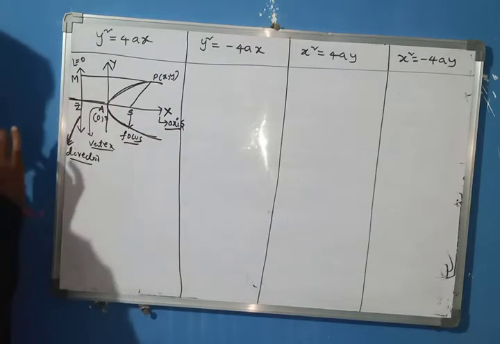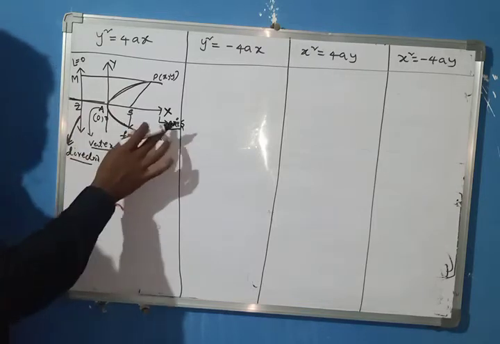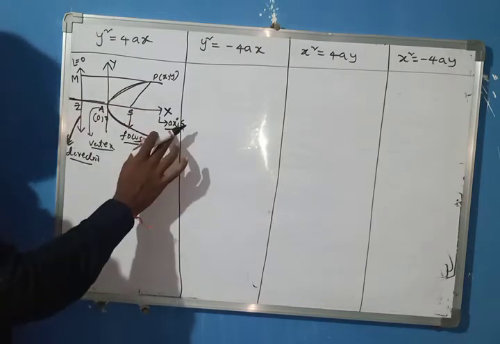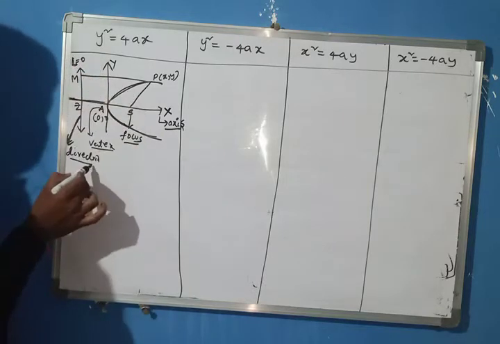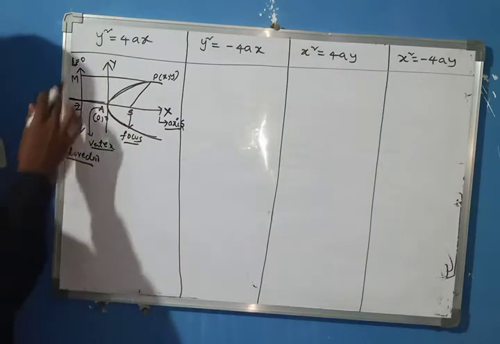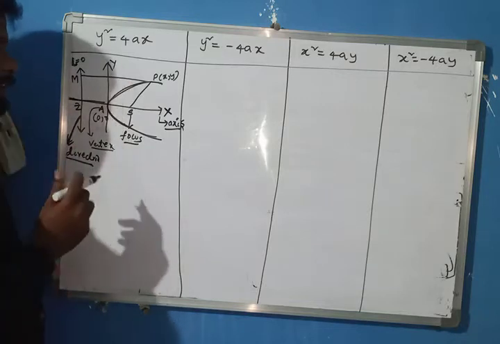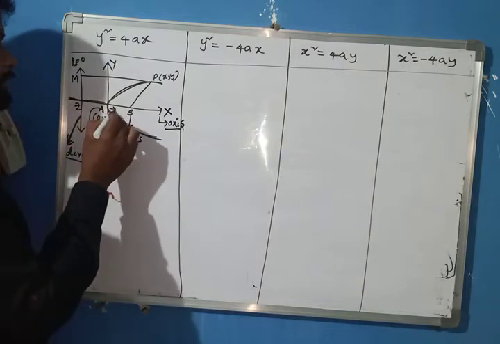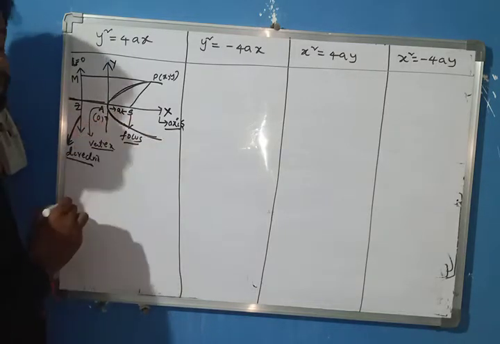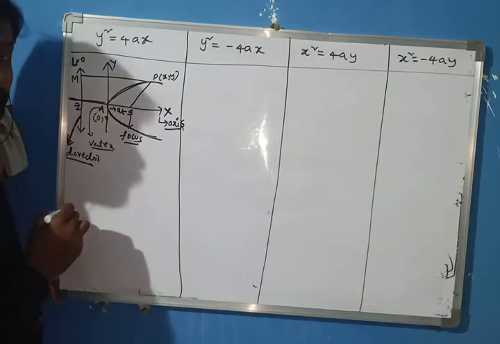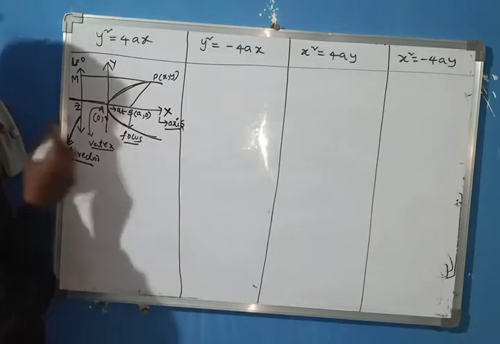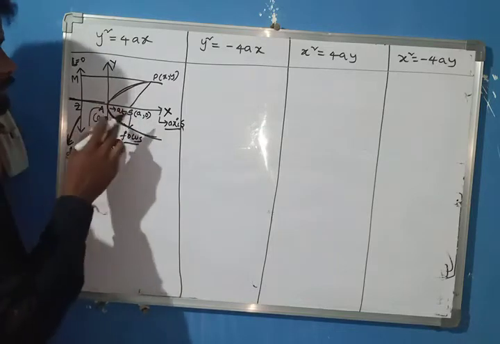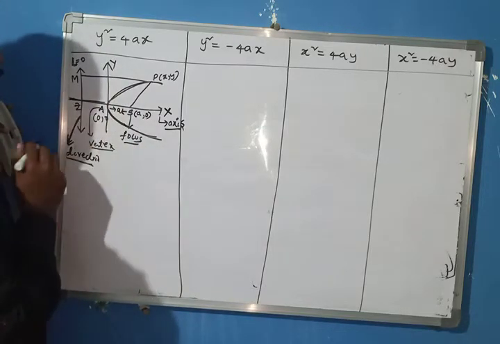The vertex is (0, 0), and the focus is on the x-axis, called the principal axis. This line L equal to 0 is called the directrix. After that, the A to S distance I am assuming is small a. Then the focus is (a, 0) only, because on the x-axis the y-coordinate is 0.